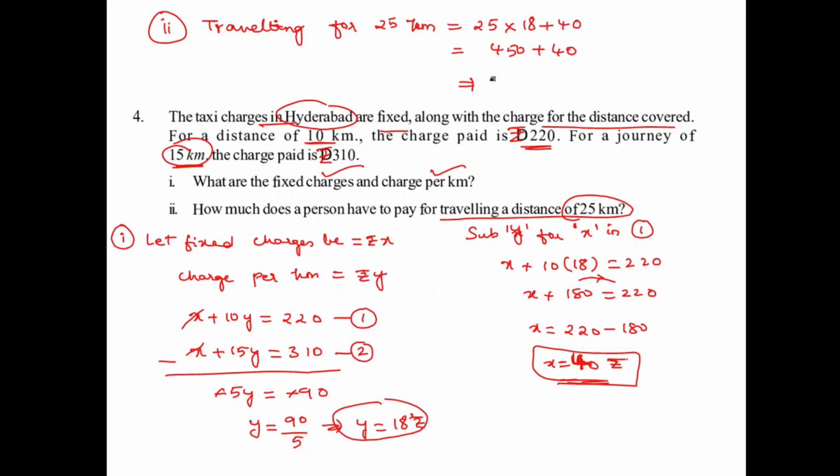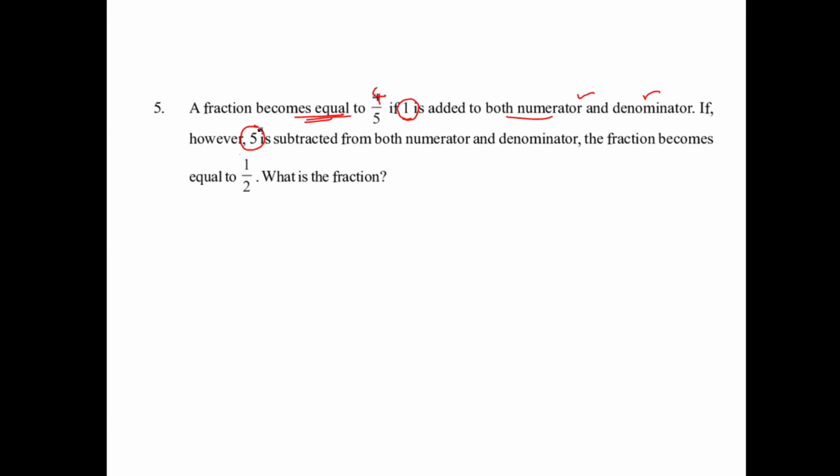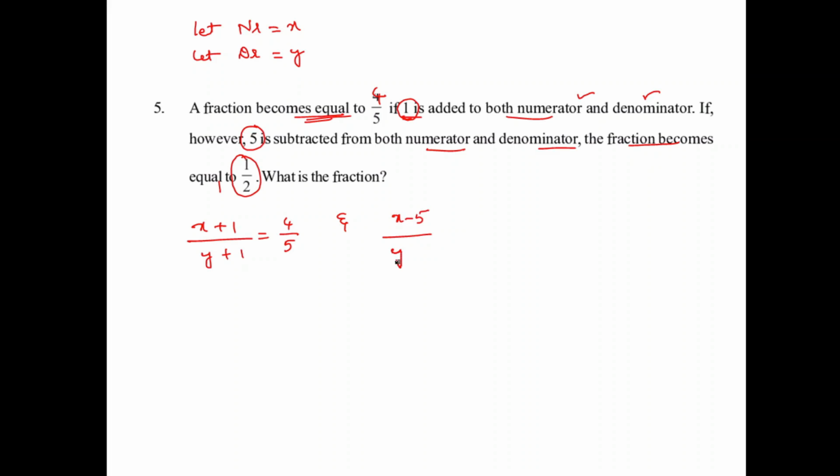Next: if 5 is subtracted from both numerator and denominator, the fraction becomes 1 by 2. What is the fraction here? Let the numerator be x and the denominator be y. As per the first sentence, the fraction is 4 by 5. In the second sentence, if you subtract 5 from both the numerator and denominator, the result is 1 by 2. Hope this is clear, right?